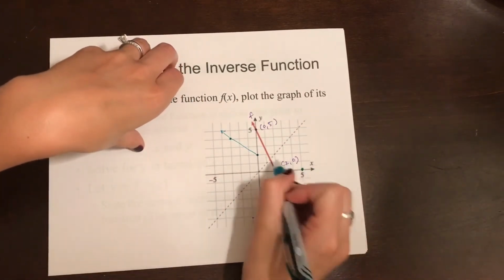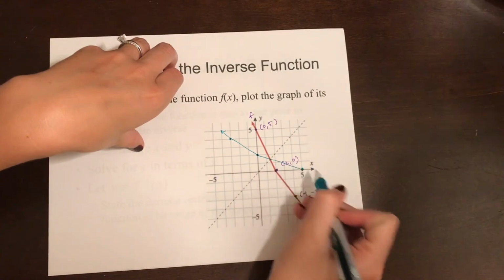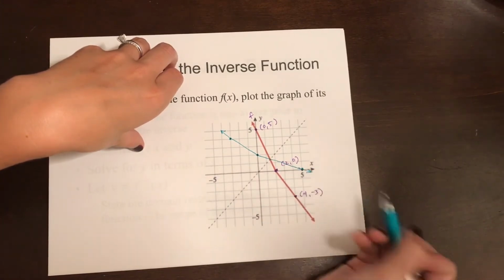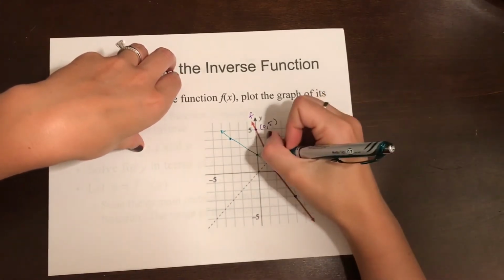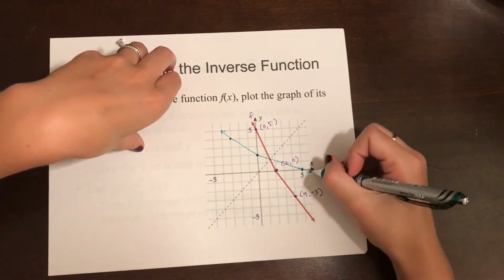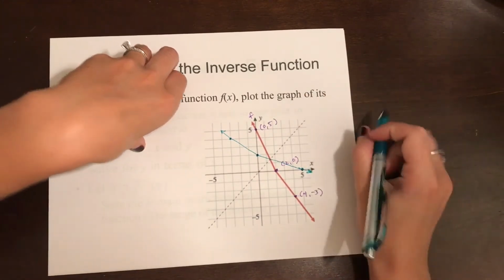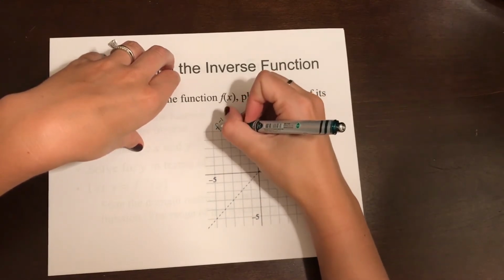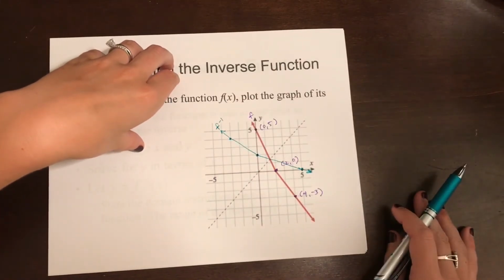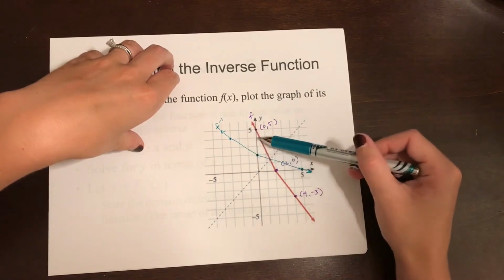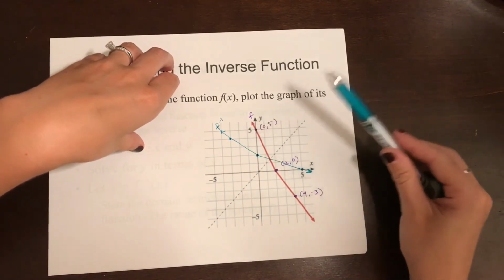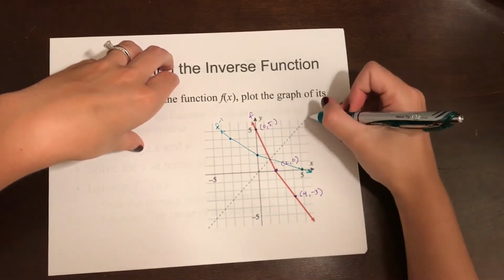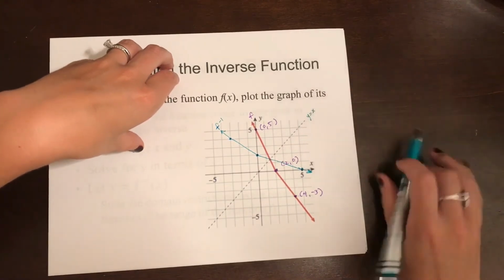Okay, so then if I connect those points, I apologize for my shaky lines. Okay, so we have the graph of f inverse, and you can see that f inverse is a reflection of the graph of f about the line y equals x.